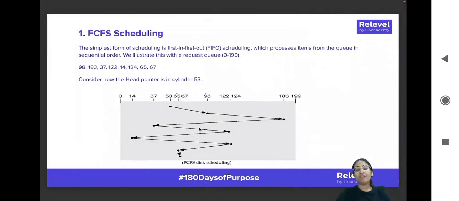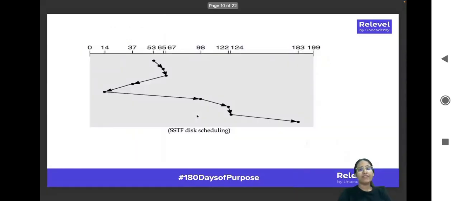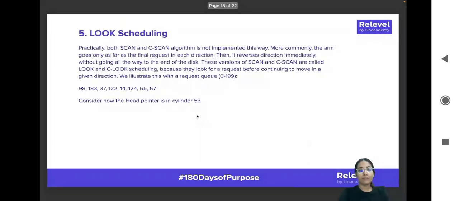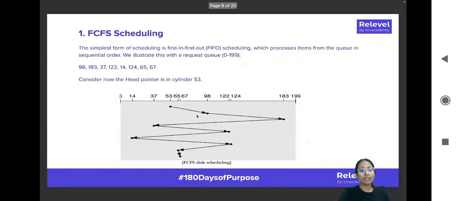And now we have a lot of algorithms available. We have a first come first serve algorithm. Then we have a shortest seek time first algorithm. Then we have the scan algorithm. Then we have C-scan algorithm, and then we have look algorithms as well. So in this video, we are going to talk about all the five. In this video, we'll just talk about the first one, and then in the videos after that, we'll talk about the rest of them. So what all scheduling algorithms we have?